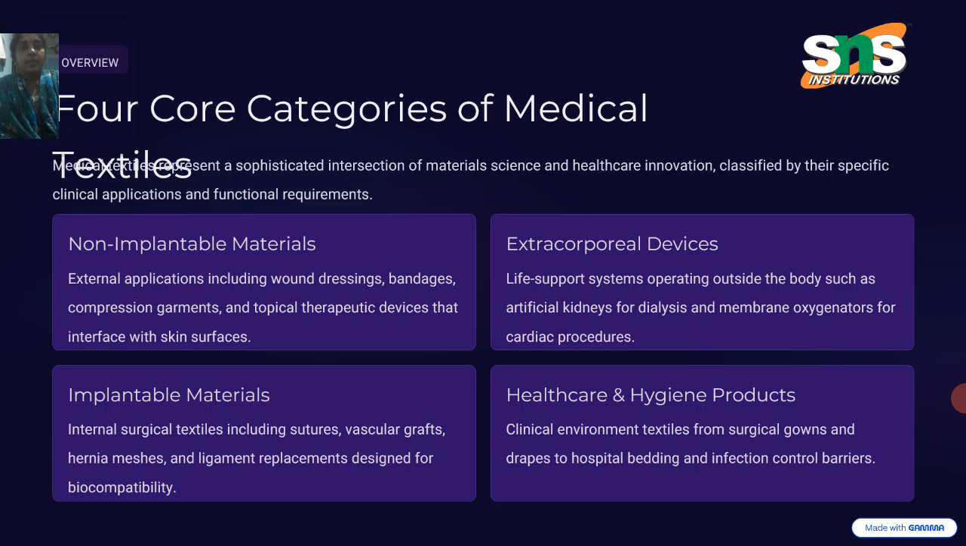The next one is the 4 core categories of medical textiles. The main concept is that medical textiles have been classified into 4 types, and those 4 types play a vital role in the medical field. First one is non-implantable material, second one is extracorporeal devices, third one is implantable medical materials and fourth one is healthcare and hygiene products.